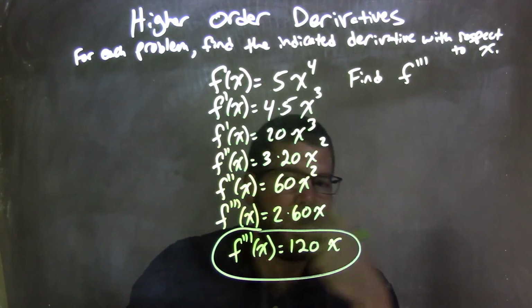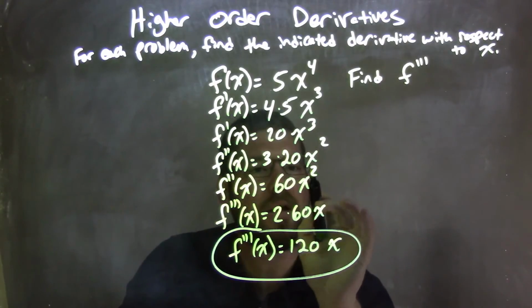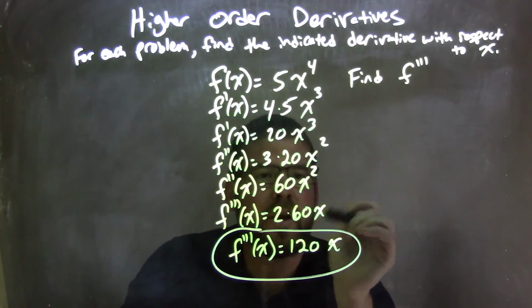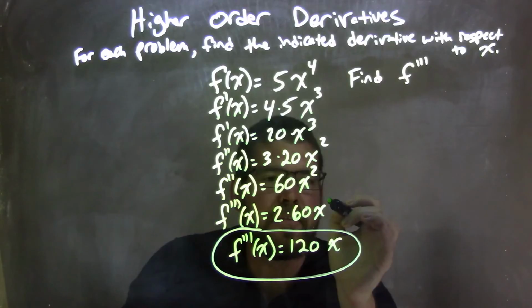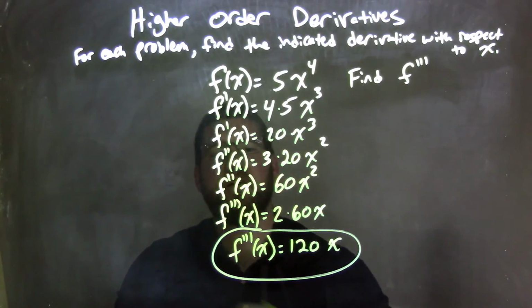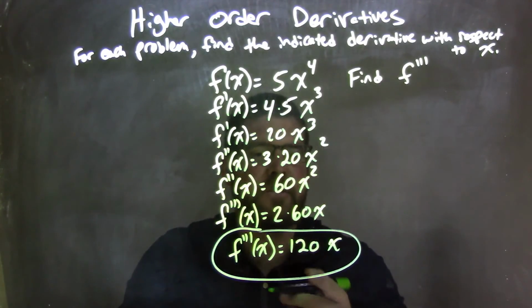Again, power rule for the third time in a row here. 2 comes down, 2 times 60 is 120. Exponent got subtracted by 1, and so 2 minus 1 is 1. So our final answer here is f triple prime of x is 120x.